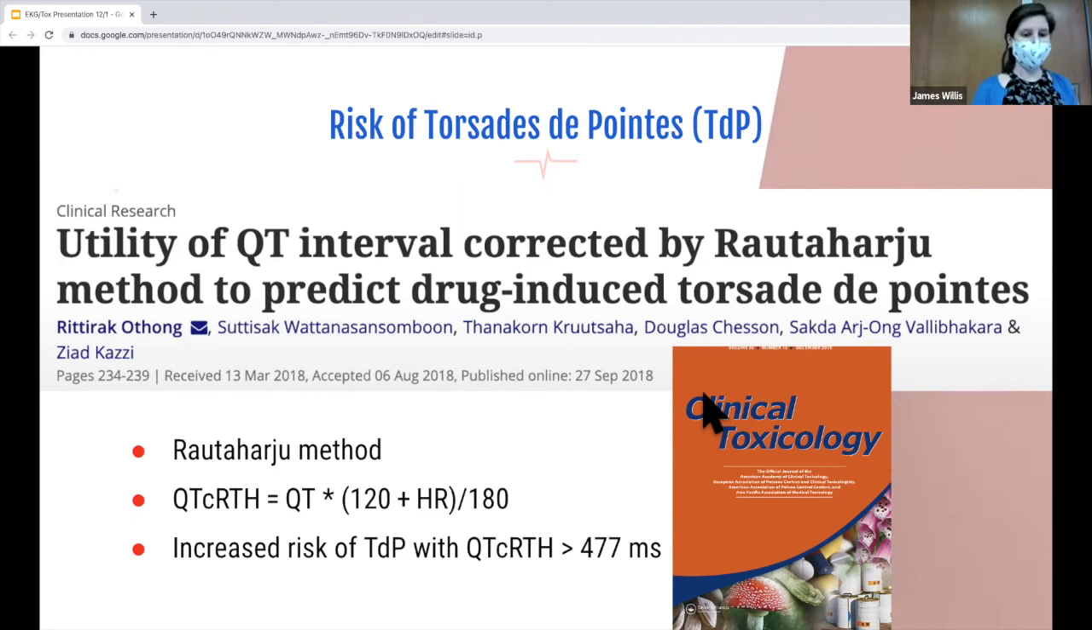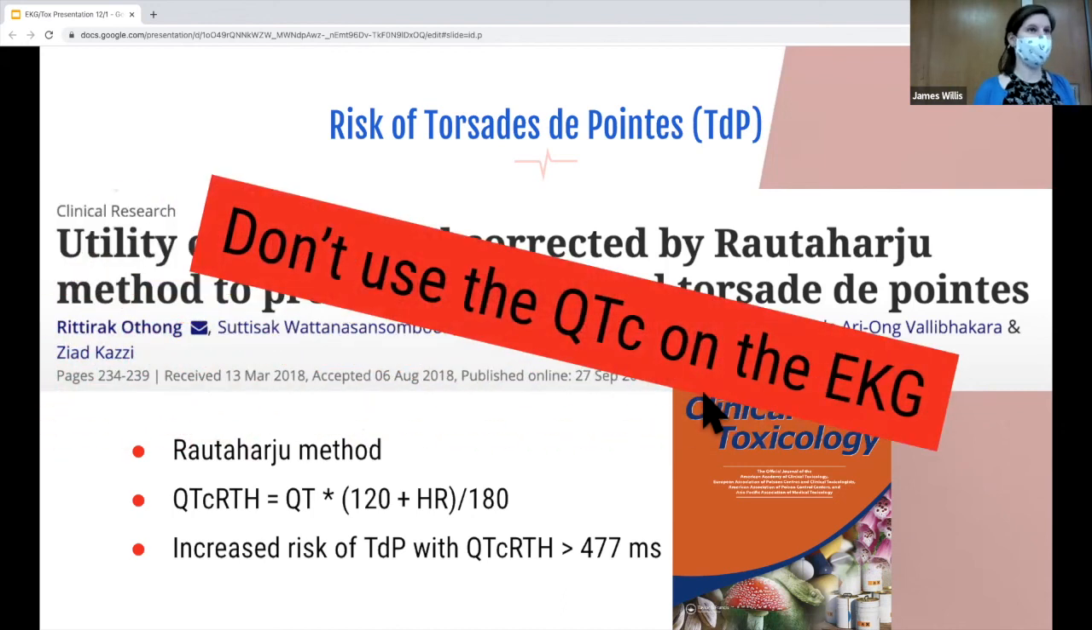The moral of the story of these two slides is do not look at the QTc on the EKG. In tox patients, you need to look at the QT yourself and think about the heart rate. So whichever method you choose, or maybe another method in the future will come out, ACEP says use one of these, but they don't really have an opinion as to which one. Just don't use the QTc, do it yourself.